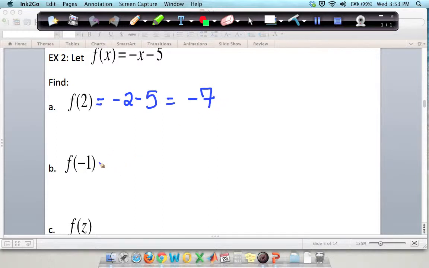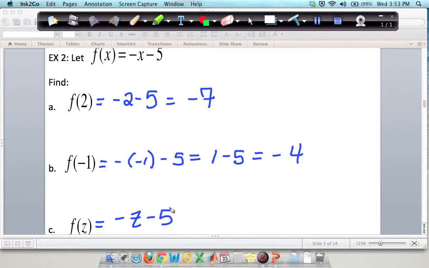So we do the same thing for negative 1. Same thing, f of negative 1 says plug in negative 1 for x, and be careful with your signs, it's a negative, negative 1, minus 5. Let's simplify that double negative to be positive, and 1 minus 5 is negative 4. For f of z, this is saying plug in z for x, so it's negative z minus 5, and then you can't simplify that anymore, so that's your answer.